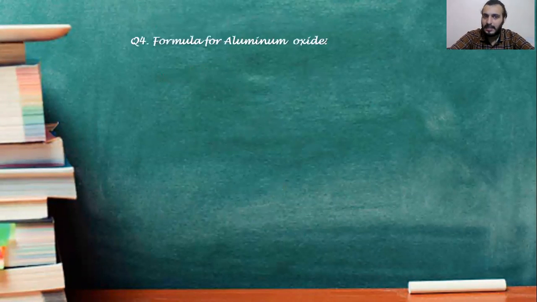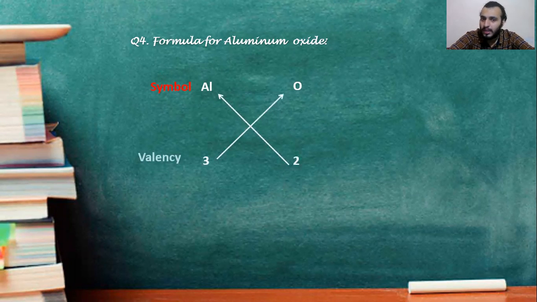Another example, aluminium oxide. Aluminium symbol Al, oxide symbol O. Then their valency is 3 and 2. Cross multiplication, we get Al2O3. So the formula is Al2O3.